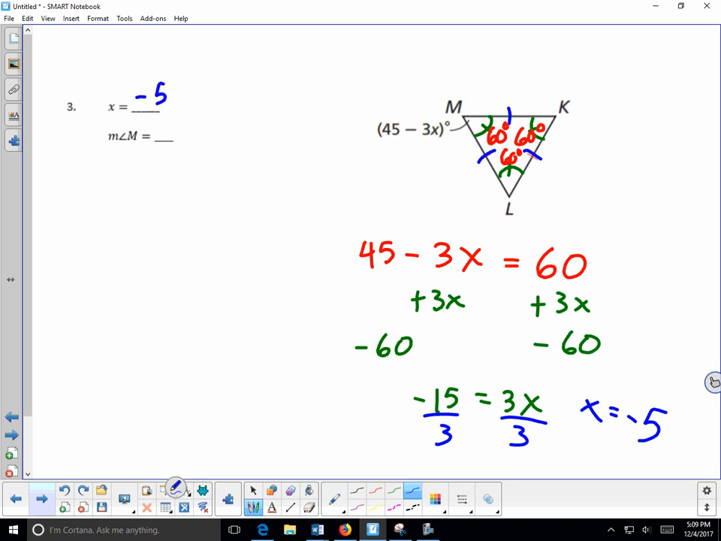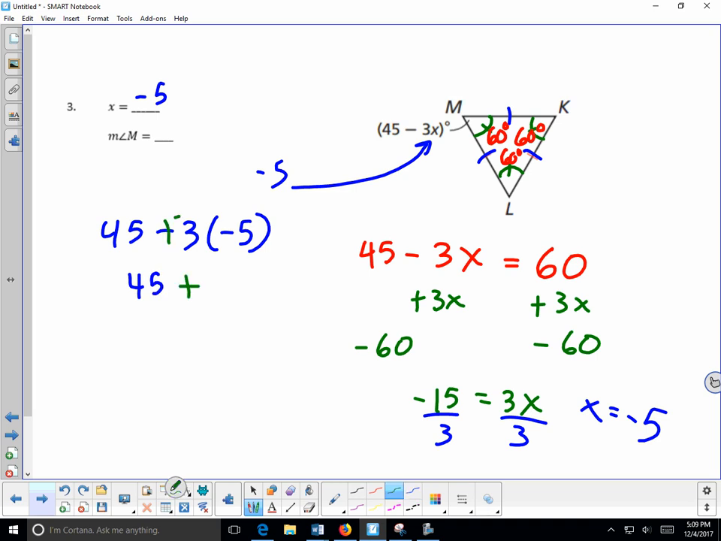Sure. Let's see what happens if we plug in negative 5 right here for x. I'll get 45 minus 3 times a negative 5. That's 45 plus a negative 3 times a negative 5, so that's plus positive 15. And sure enough, that gets us to 60 degrees.